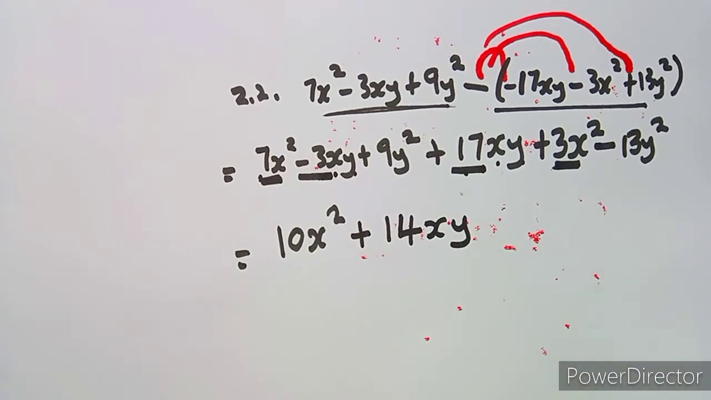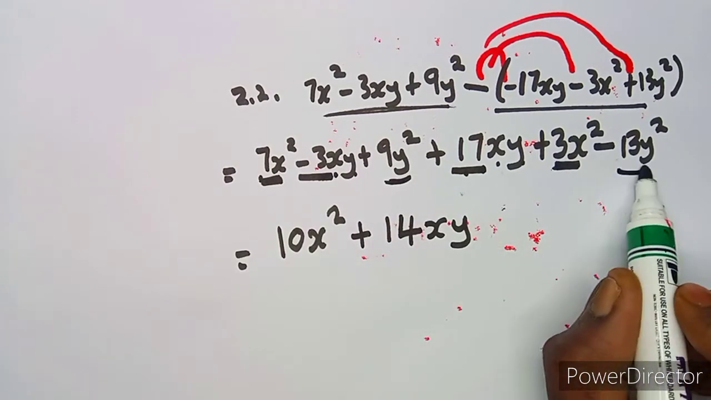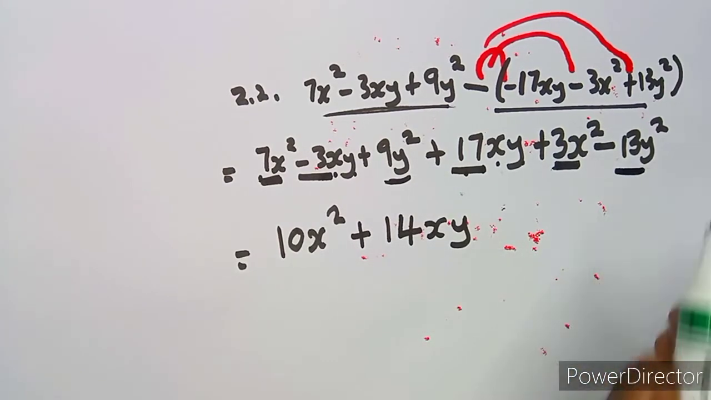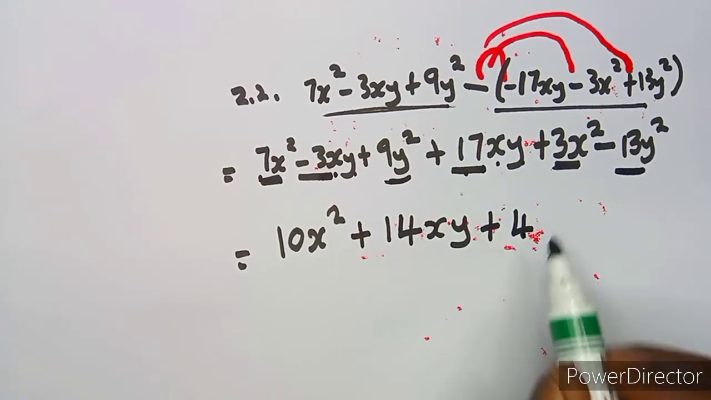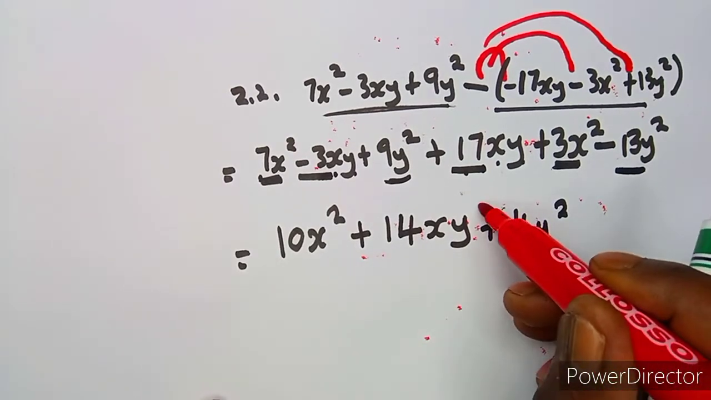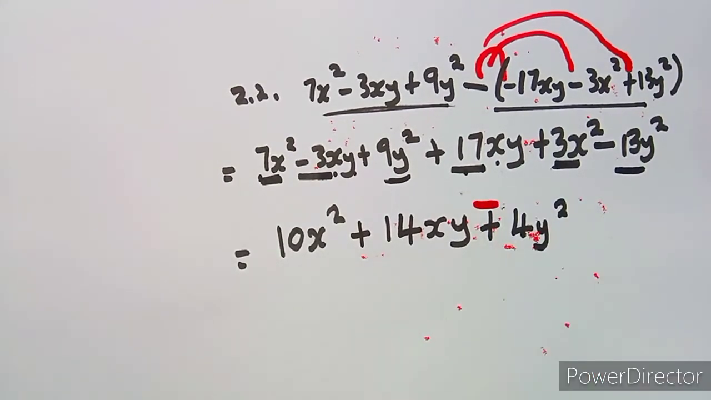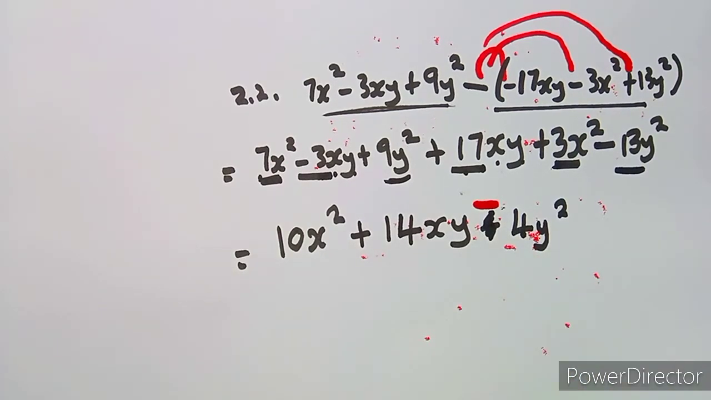Then we move on to this one, 9y squared and minus 13. So it's 9 minus 13, which is going to give us negative 4. So it's going to be minus 4y squared. Take note, guys, this one is going to give us negative 4y squared. That's actually how you answer these typical questions.